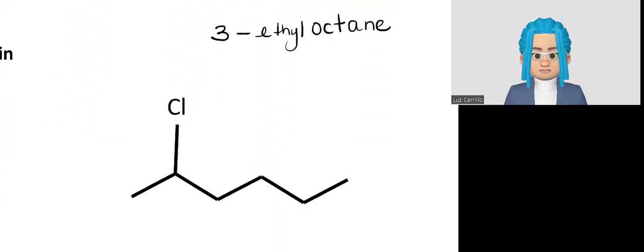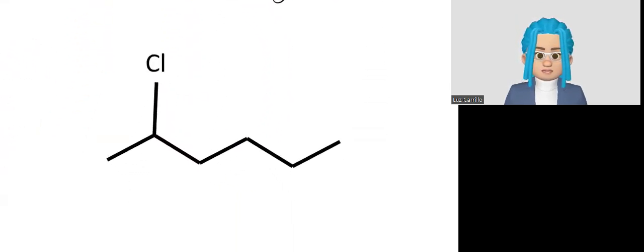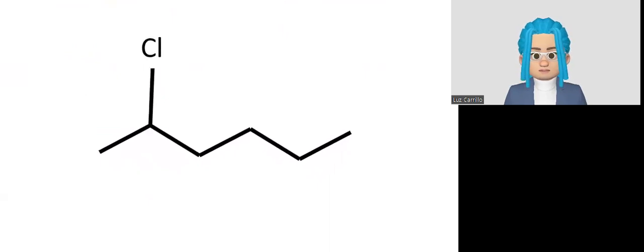Let's look at the next example. In the next example, I have a skeletal formula. Here, I can also select my parent chain. I have 1, 2, 3, 4, 5, 6 carbons. Remember that in a skeletal formula, the first end starts with a carbon. Each vertex has a carbon atom, and the end also has a carbon atom.